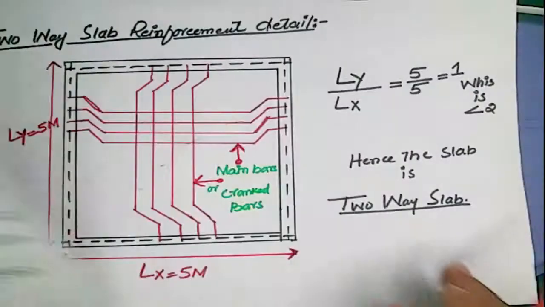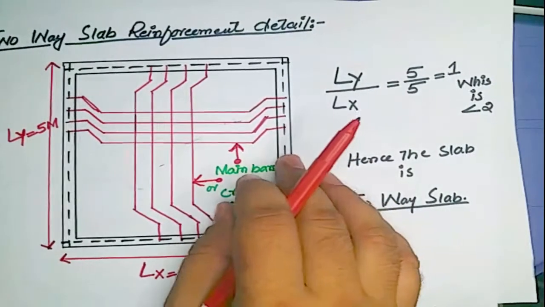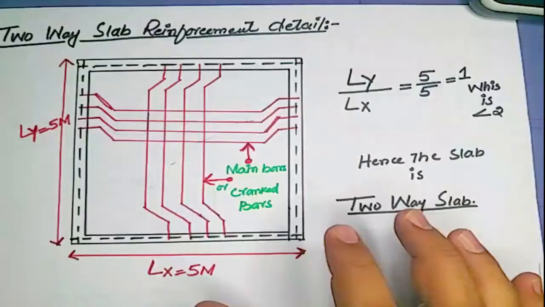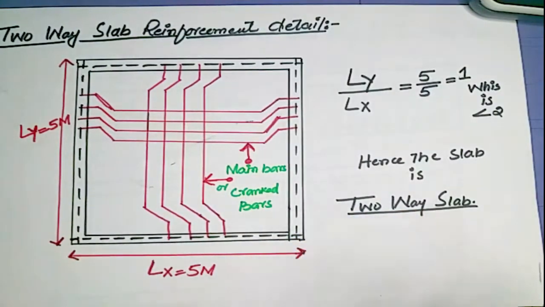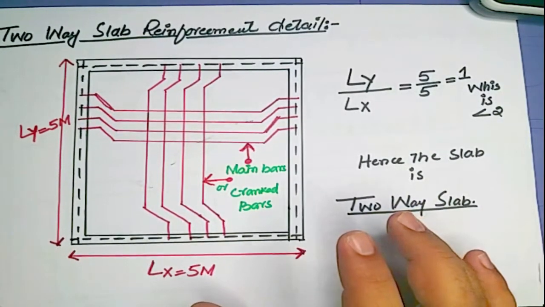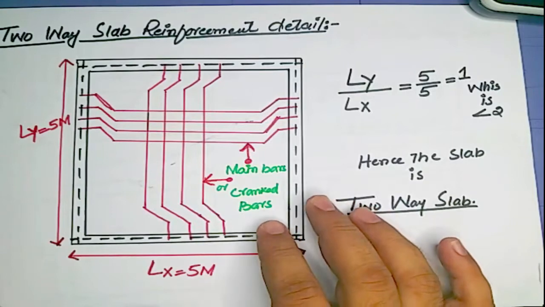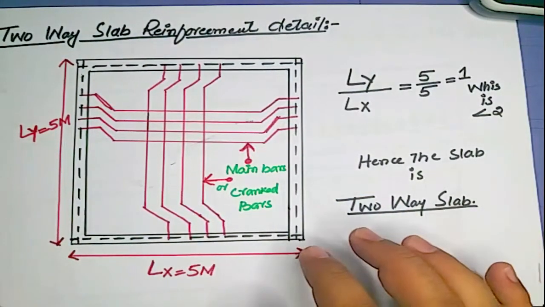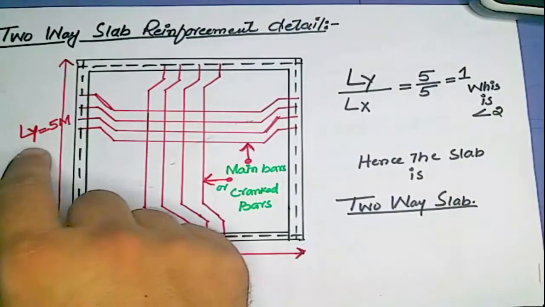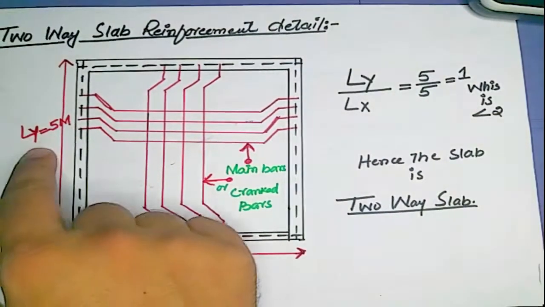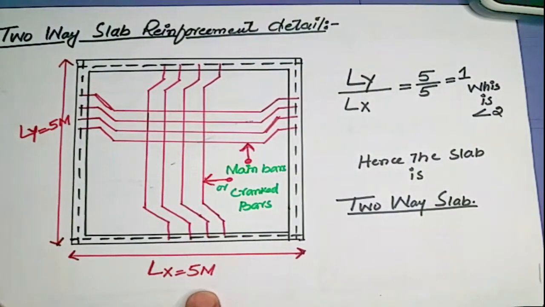Now, two-way slab reinforcement detail. The steel used in both directions must have bend-ups, because a two-way slab transfers its load on all its four sides. Let's suppose this is the length of the slab, this is the width of the slab, this is the longitudinal side, this is the shorter side.